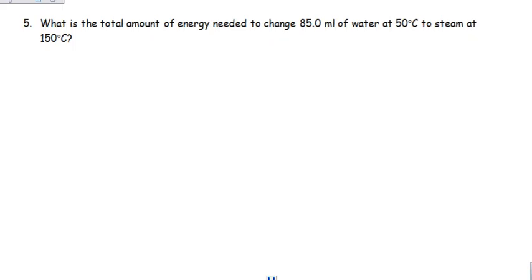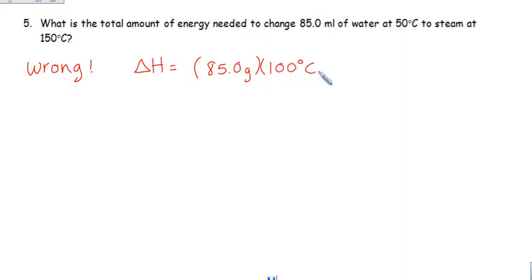So here's what's wrong. Warning, this is wrong. But it's a common mistake. People are kind of on autopilot, and they'll say delta H equals mass. And we know for water the density is 1, so 85 milliliters would have a mass of 85 grams. Temperature change, they'll say final minus initial, 100. And then somehow they'll add in the specific heat. Specific heat, they'll look it up on a chart, plug it all in, and be done.